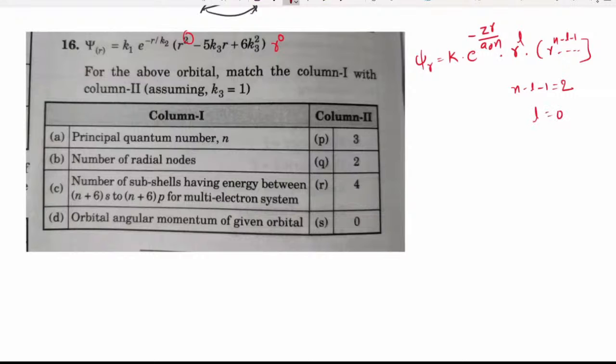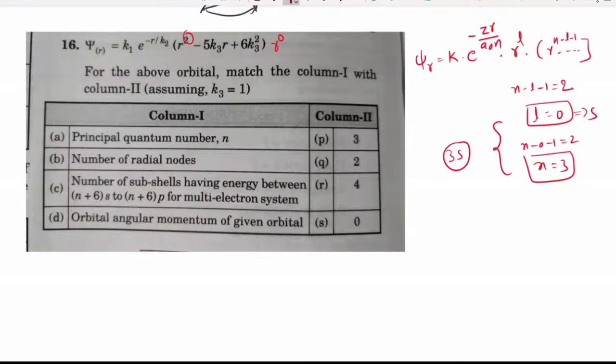If you put L equal to 0, N minus 0 minus 1 is equal to 2, then N equals 3. I got the two things: N equals 3 and L equals 0 means s orbital. Therefore, that is a 3s orbital. Okay, now the given orbital is psi 3s.